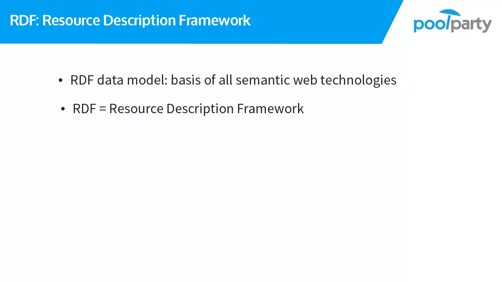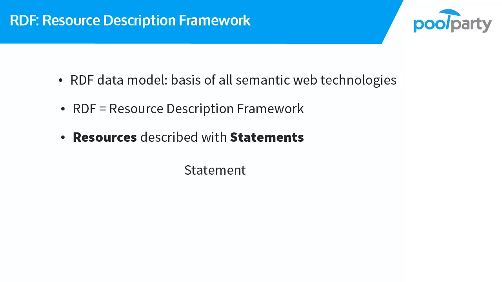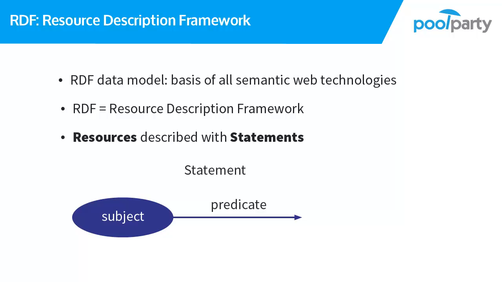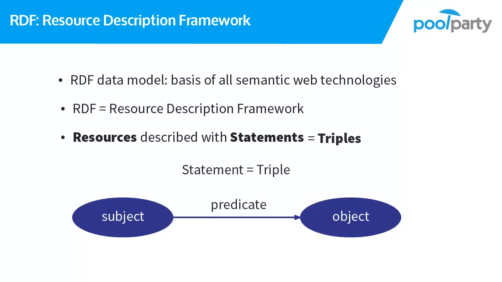RDF stands for Resource Description Framework. The basic idea of the RDF data model is to describe resources with statements. A statement consists of three elements: subject, predicate, and object. Because every statement consists of three elements, statements are also called triples. With the subject-predicate-object structure, triples are very close to natural language.